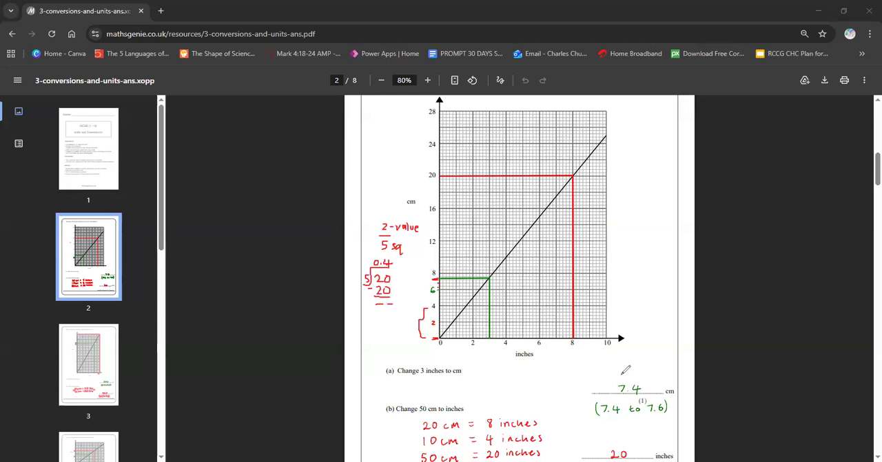So since 20 cm is 8 inches, could you do 20 twice for 40? So that would be 16. And then you could find 10, which is in between 8 and 12. And then, no, no, no. If you follow that method, you might mess it up. Okay, so okay, 20.